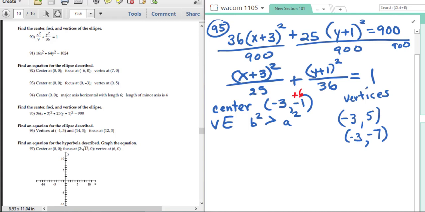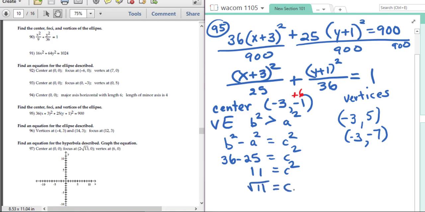The foci, we're going to have to find c. So we need to use b squared minus a squared equals c squared. We know we use that one because we know that it's vertical. So all this information goes together. So I have 36 minus 25 equals c squared. And this is 11 equals c squared. And we want the square root of 11 is c.